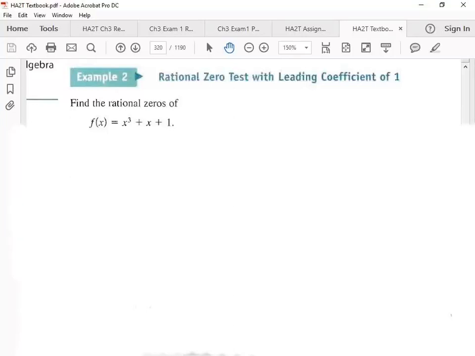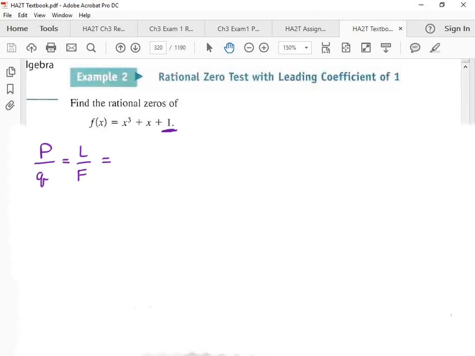Hey, let's practice finding possible rational zeros. Now, earlier, I showed you guys, we have P divided by Q. P are all the factors of the constant, which is why I like to say L divided by F, because I think of L as like the last term. The last term is your constant.